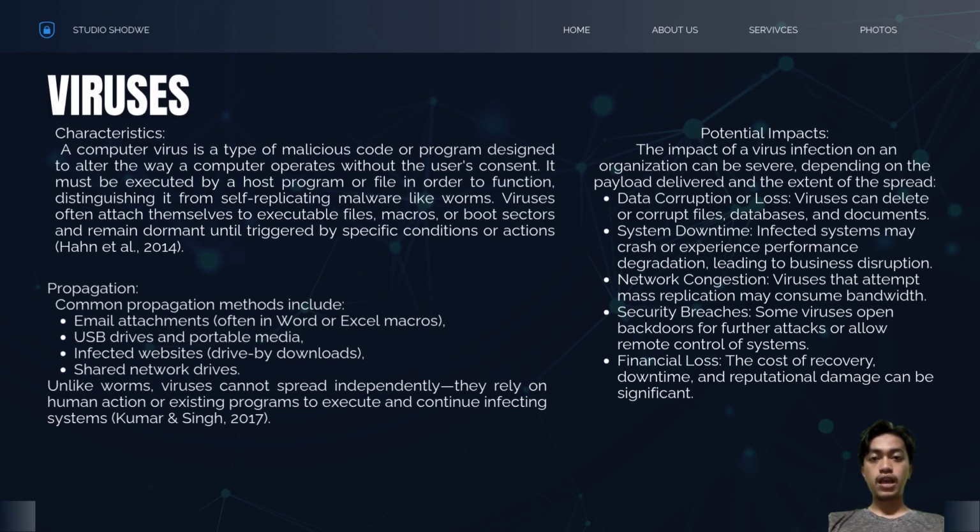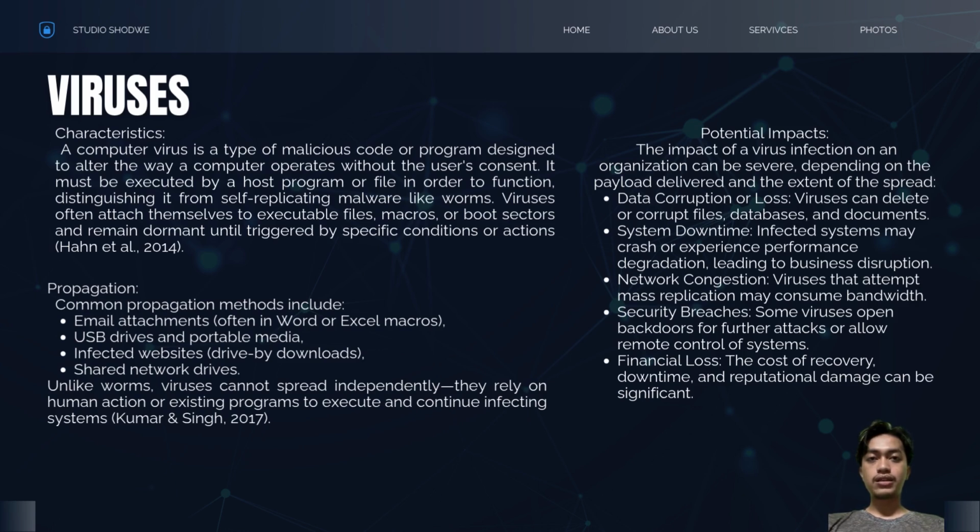computer viruses. A computer virus is a malicious program that attaches itself to a host file or application. Unlike worms, a virus cannot spread on its own. It requires human interaction to propagate, such as opening an infected email attachment or running a compromised program. Once executed, it replicates by inserting copies of itself into other files or programs.